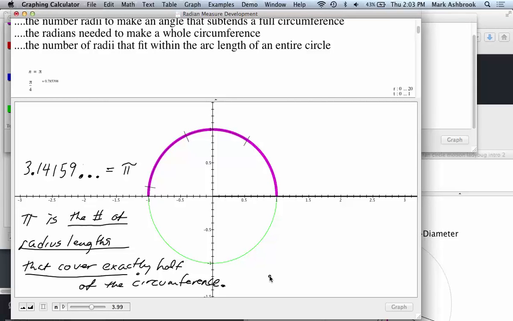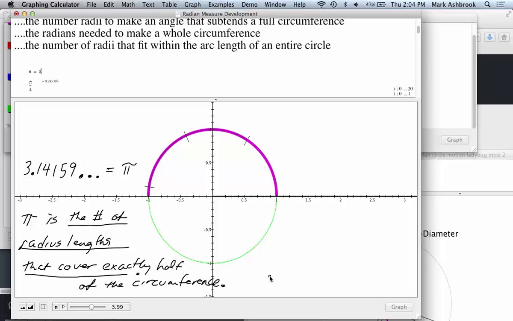Right. Pi is a number. It's counting radius lengths, right? It's a number of radians. It's counting radius lengths, like he said, to get exactly a half circle of arc length. Okay? So that's well done.